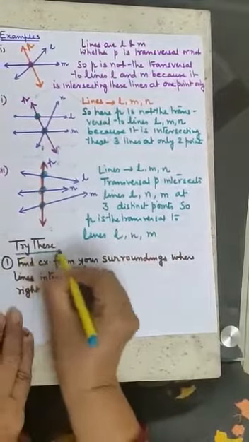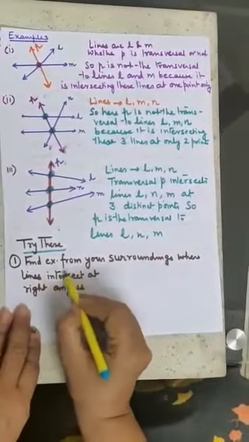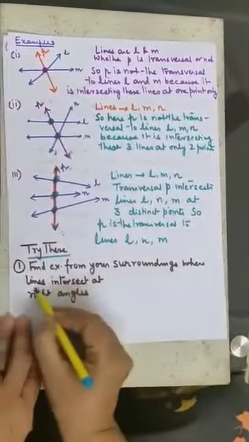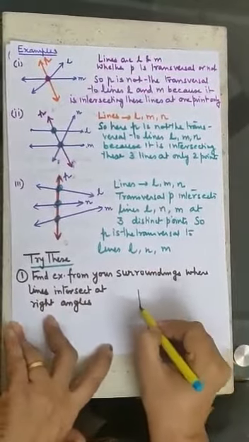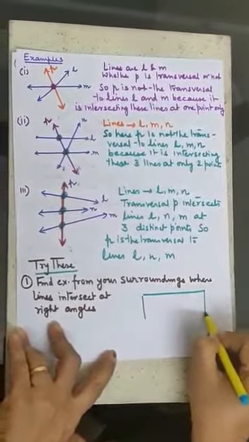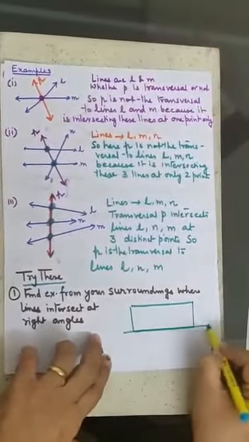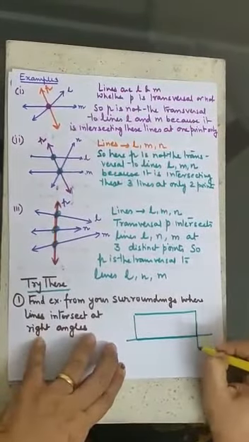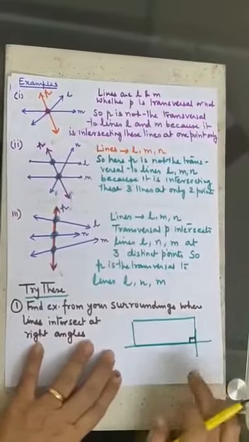Now try these. Let us see. First one, we have to find an example from the surrounding where lines intersect at right angles. So you see the blackboard. This is the blackboard. Now you see here, this is intersecting at right angles. So this is one of the example. Okay.